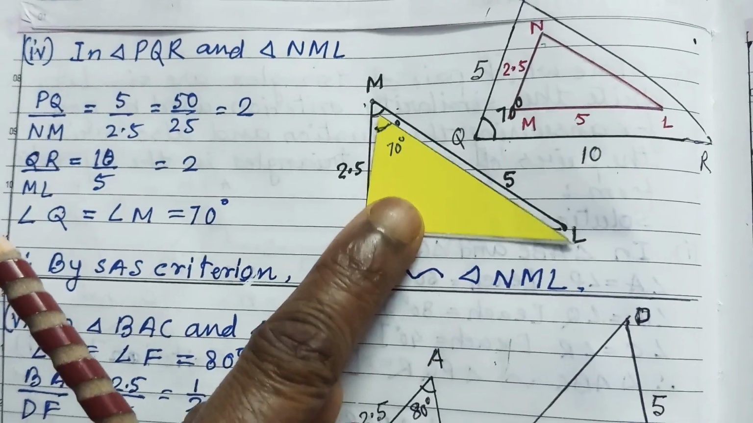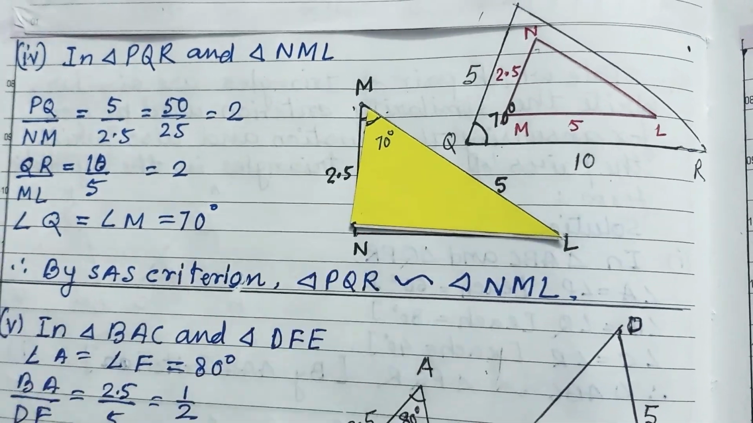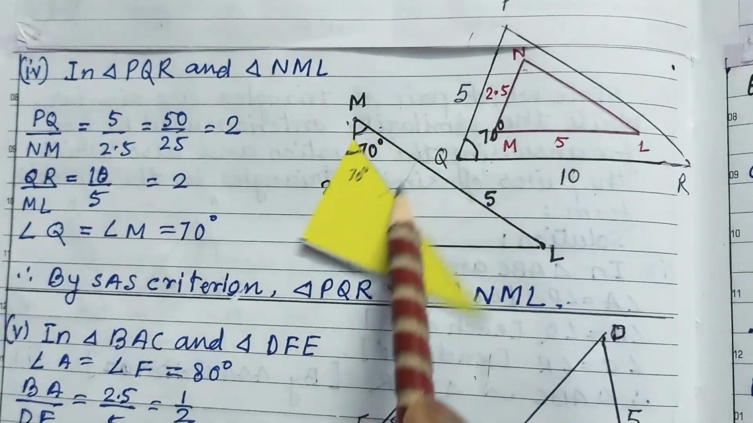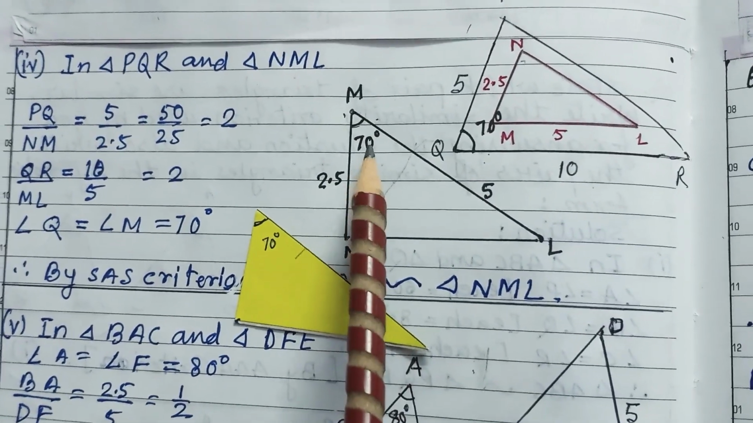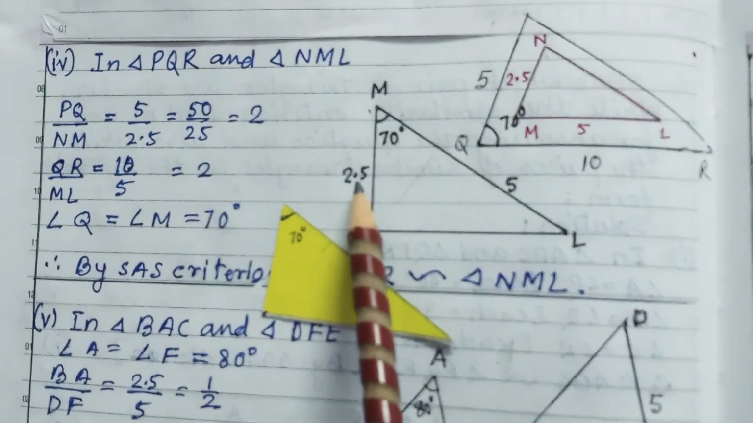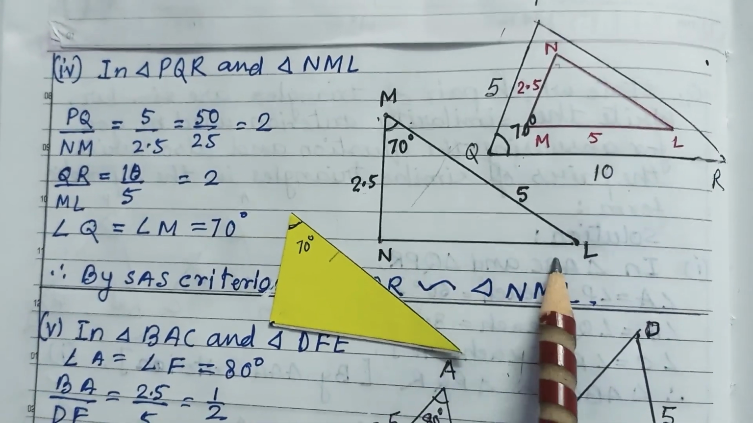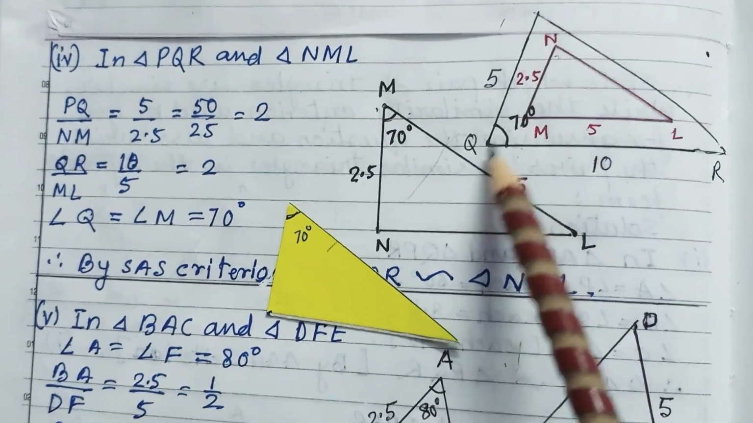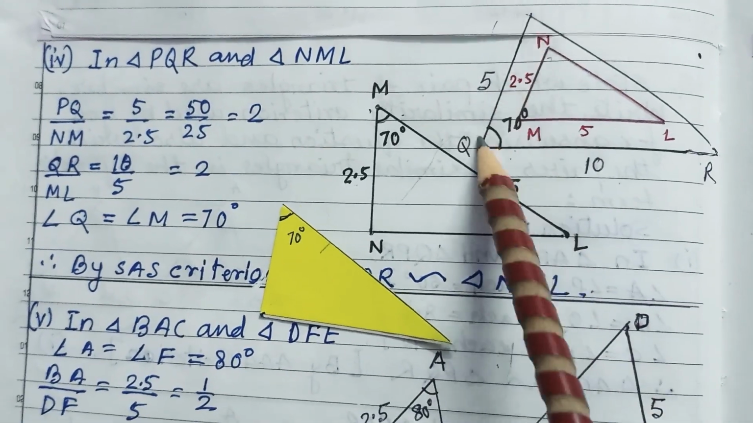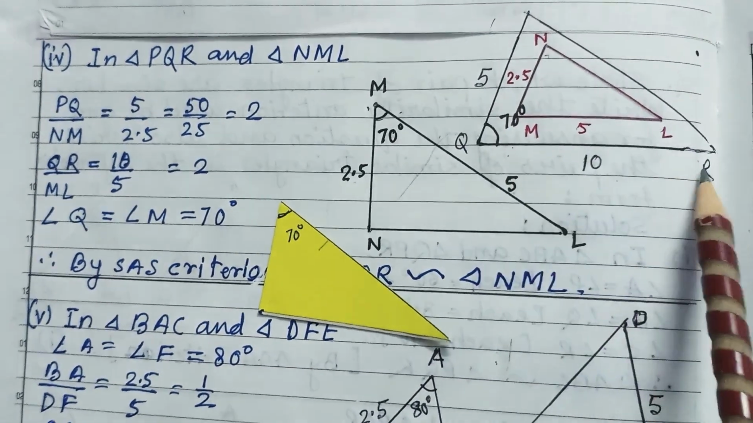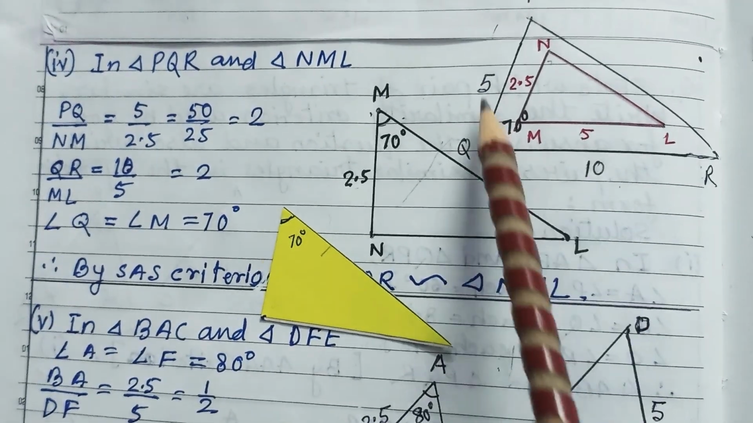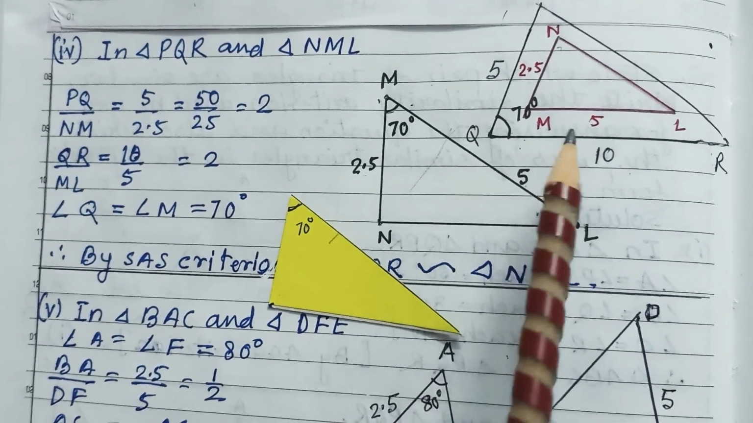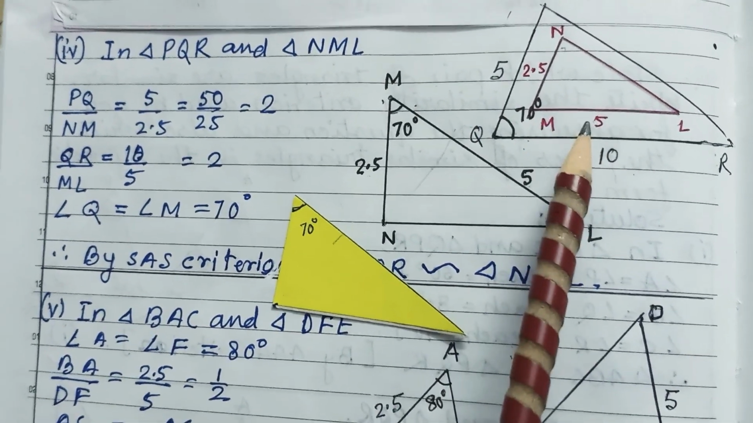Yes, check this triangle. Here the angle given is 70 degree, and this side is 2.5, this side has not been given, this one is 5. And in triangle PQR, PQ is 5 and QR is 10, and the corresponding angle is 70 degree. Got it? Now we have to prove whether these two are similar or not.